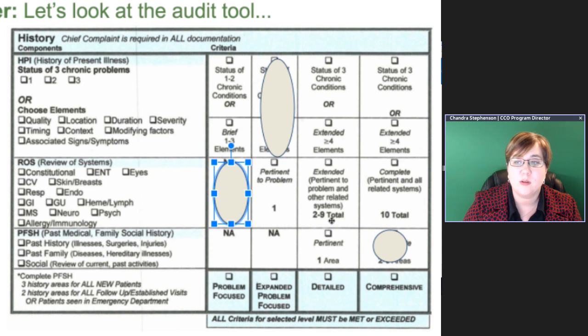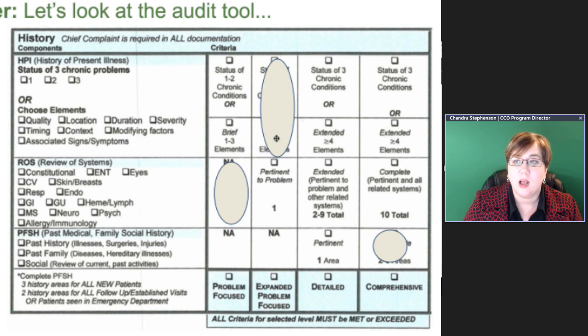Maybe you had no review of systems and a comprehensive past, family, and social history. In that case, if this is what mine looked like, where am I going to be? Go to the lowest one. I'm stuck with a problem-focused history.